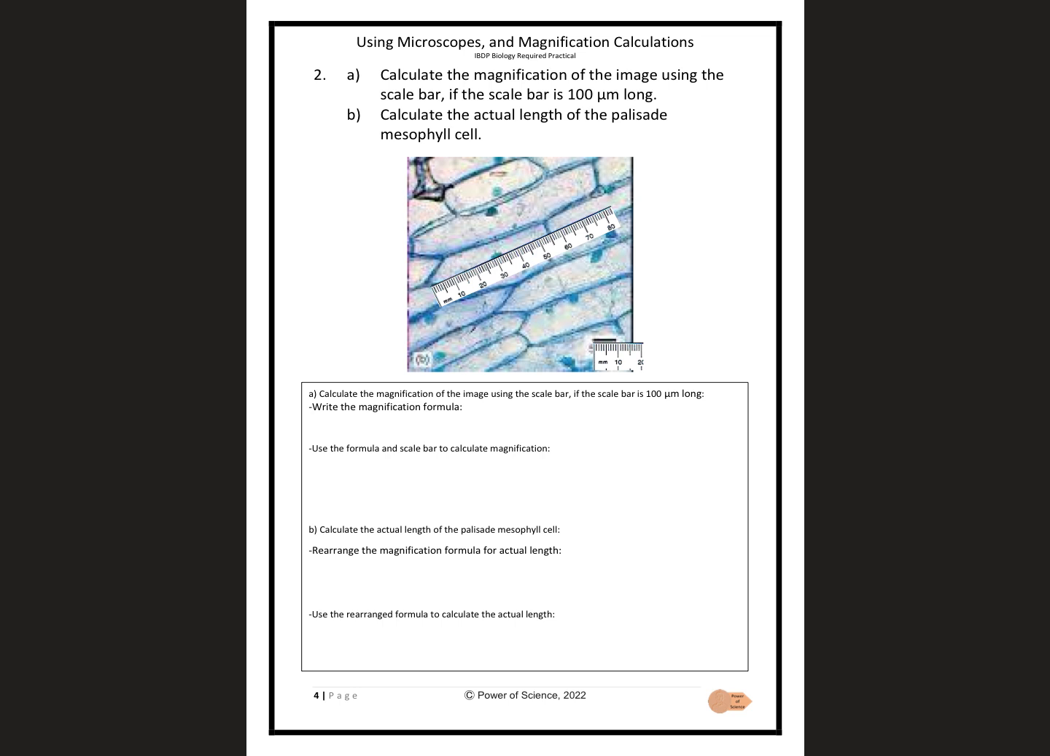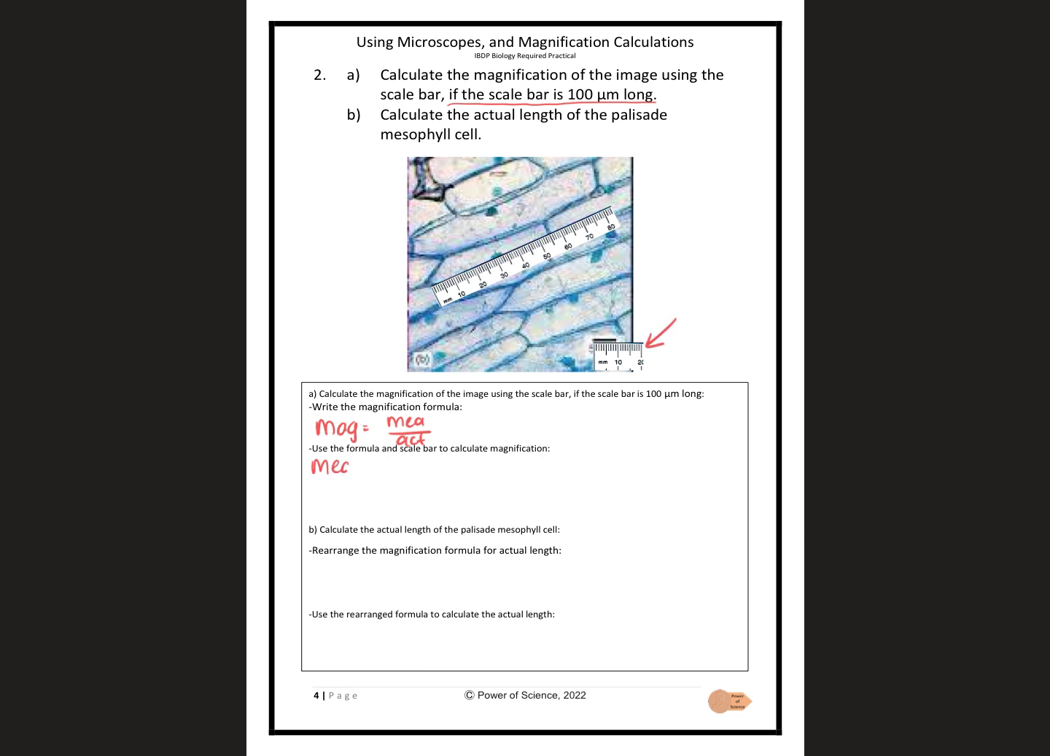Okay. So here it says calculate the magnification of the image using the scale bar if the scale bar is 100 micrometers long. And then it wants us to calculate the actual length of the Palisade mesophyll cell. So first thing is the magnification formula. Magnification equals measured over actual. We are going to calculate the magnification first. When it's not given to us, we're going to use the scale bar, which is down here.